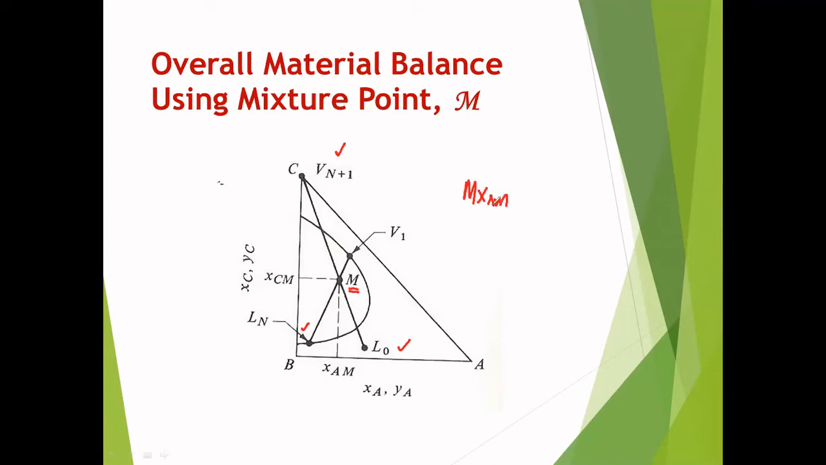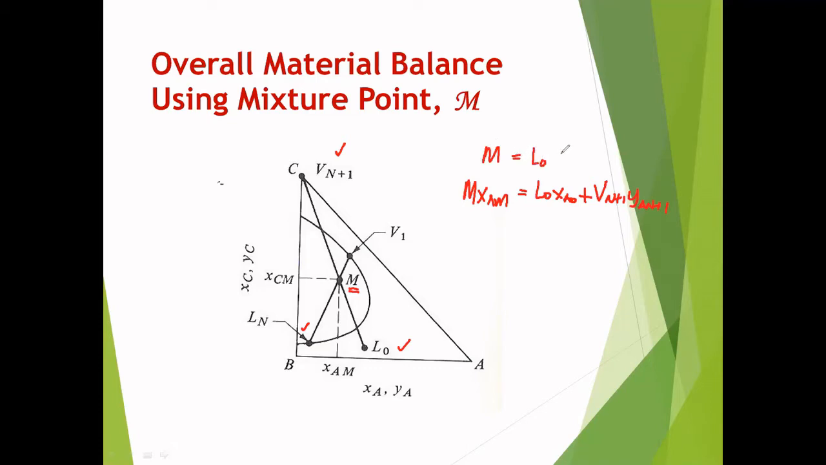Let's say using A, M X sub AM is equal to LO X sub AO plus V sub N plus 1 times Y sub A N plus 1. Okay, you use this if you have this information, and you know the value of the M. How do you get the value of the M? It's a simple case of overall material balance.